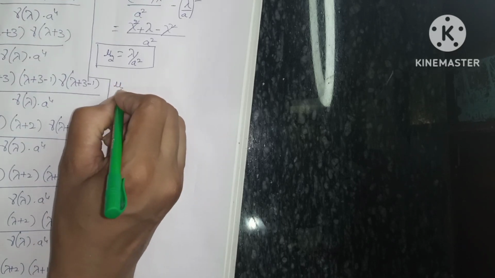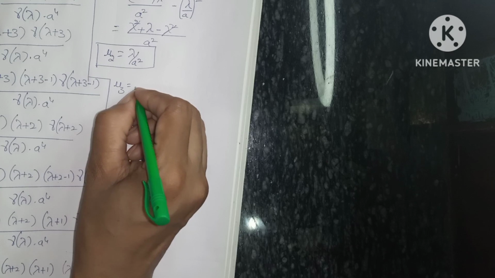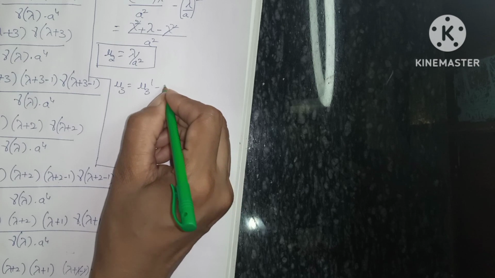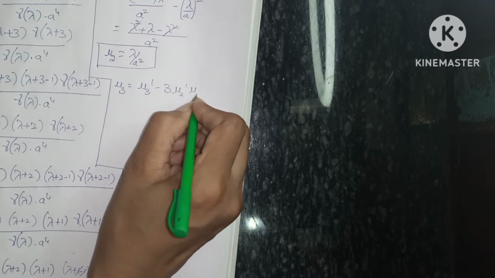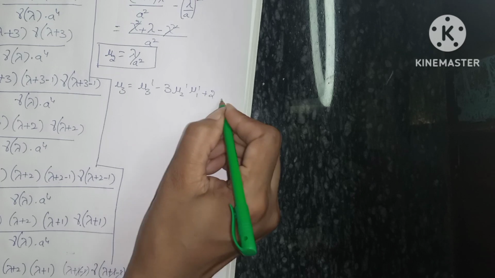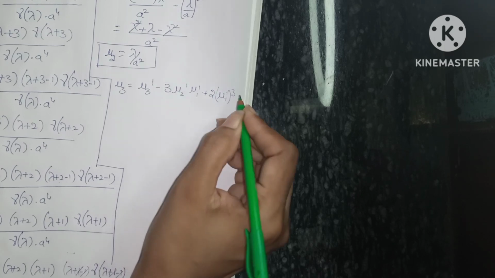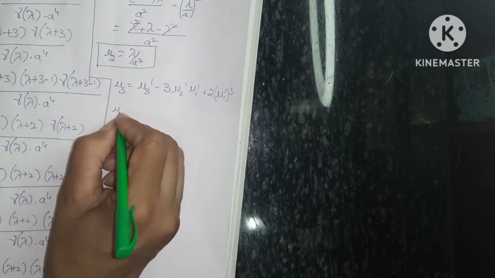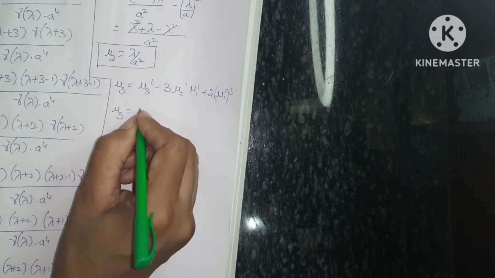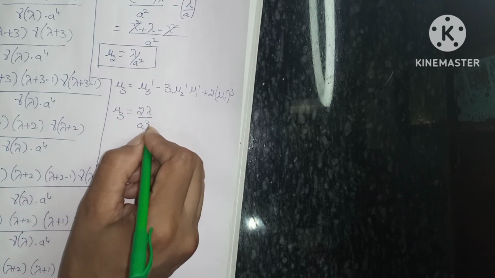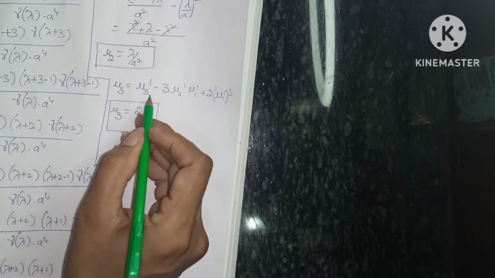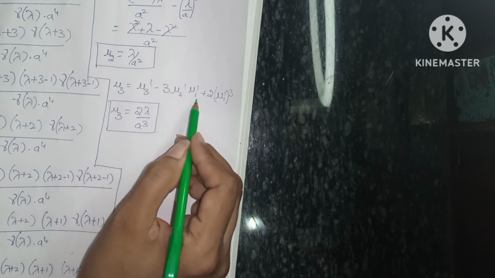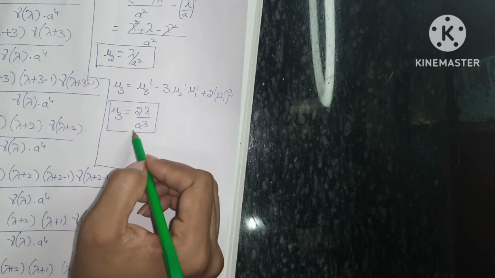Similarly, mu3 equals, the formula we have to write first. The formula is mu3 dash minus 3 mu2 dash mu1 dash plus 2 mu1 dash whole cube. So after substituting the values and simplifying, we get the mu3 answer as 2 lambda by a cube. Now after substituting mu3 dash, mu2 dash, mu1 dash whole cube and simplifying, this is the final answer we get.